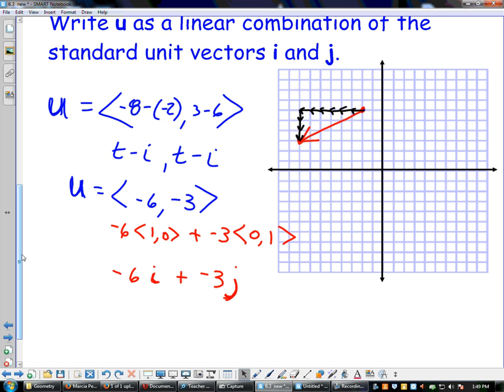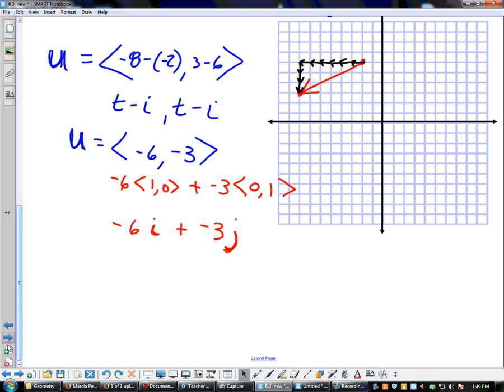Yes. Our work can be as simple as just looking at graphs. Yeah, I mean, I think you'd want to probably put it into component form first and then go from there. Okay, questions on this?